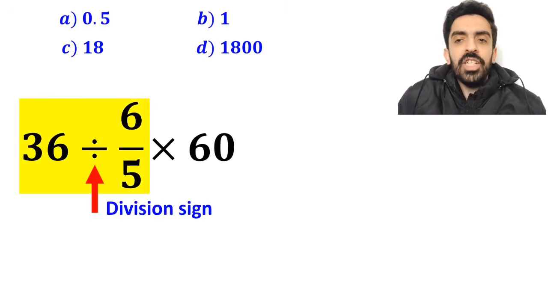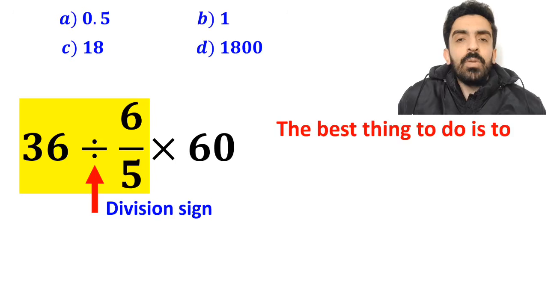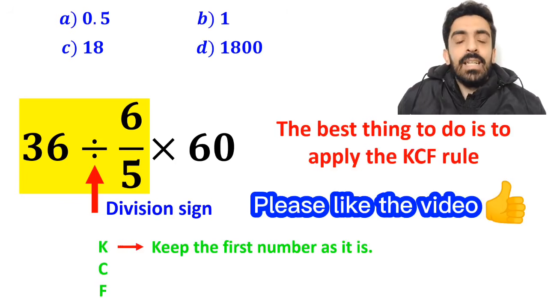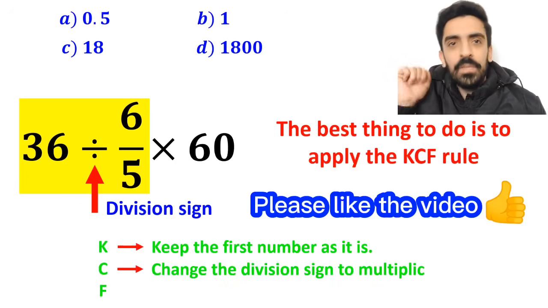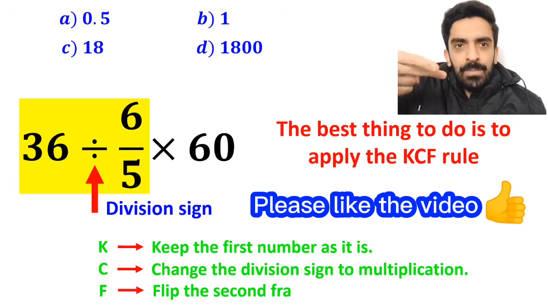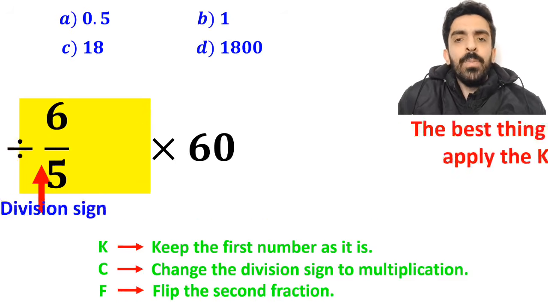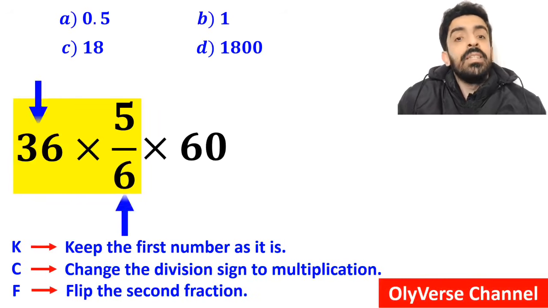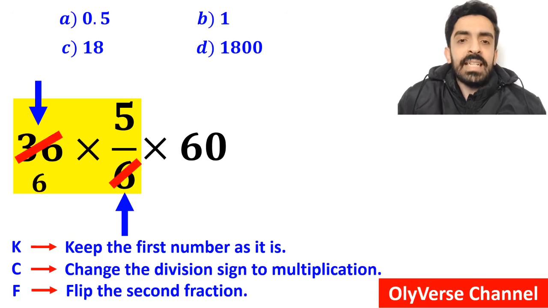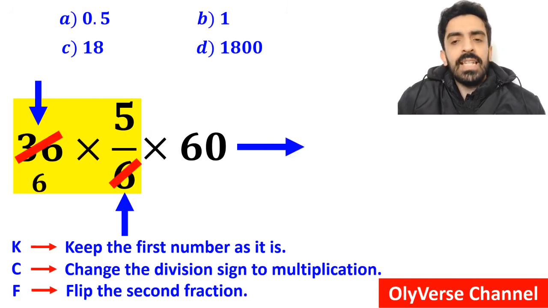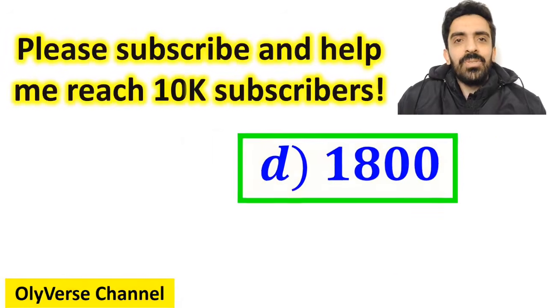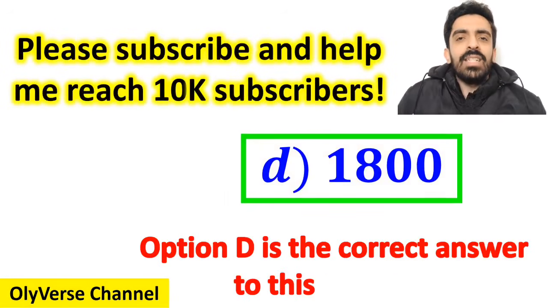Okay, whenever we see a division sign between two terms, the best thing to do is to apply the KCF rule. In this rule, K stands for keep the first number as it is, C stands for change the division sign to multiplication, and F stands for flip the second fraction. So, we remove the highlighted part and write this expression as 36 multiplied by 5 over 6. Now, we can easily simplify the number 36 with the 6 in the denominator, and instead of this expression, we can write 30 multiplied by 60, which finally gives us the answer 1800. That's great. Option D is the correct answer to this question.